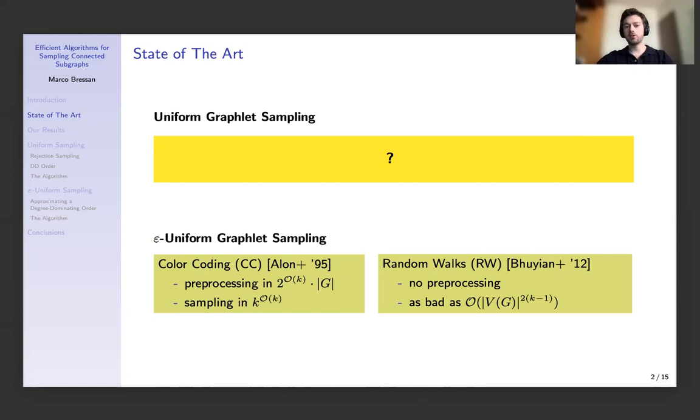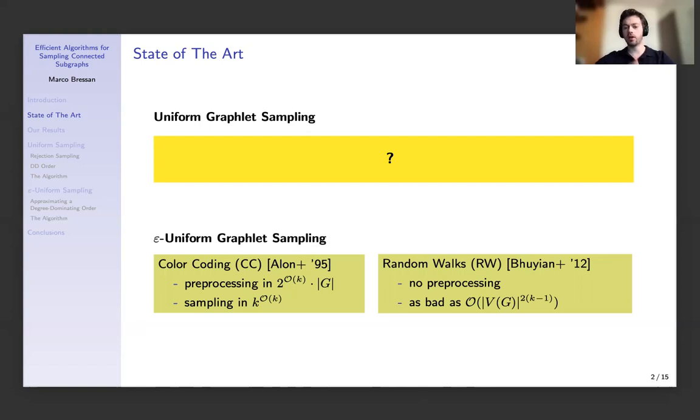There are basically two techniques here. The first one is color coding, which is a two-phase technique. It has a preprocessing step that runs over all the graph 2 to the order of k times. After that, you can sample epsilon uniform graphlets from G in time k to the order of k per sample in expectation. The second technique is a one-shot or a direct sampling technique where you have no preprocessing.